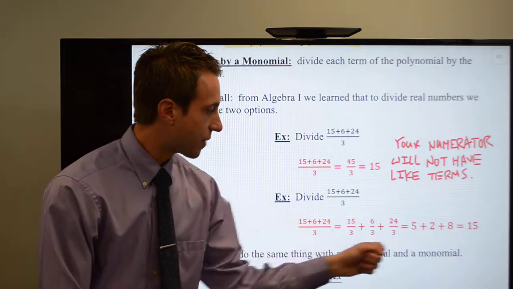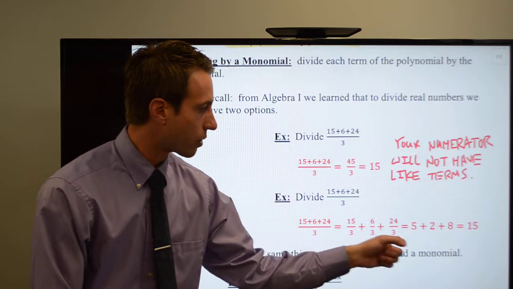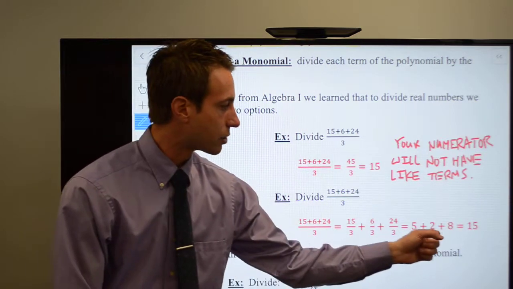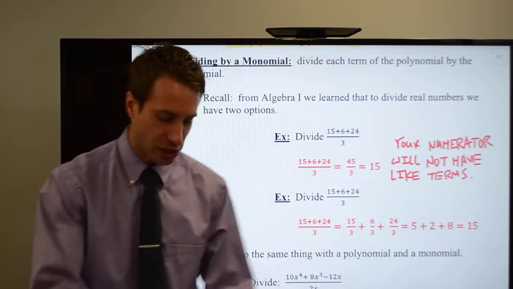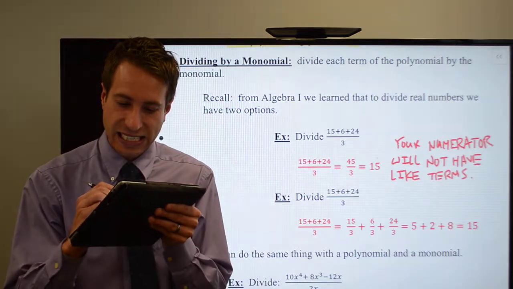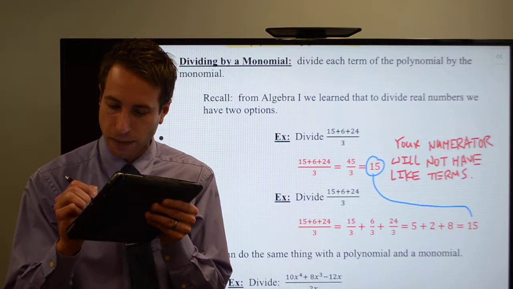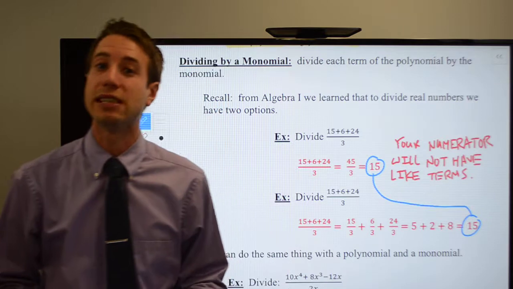15 divided by 3 is 5, 6 divided by 3 is 2, and 24 divided by 3 is 8. 5 plus 2 plus 8 is 15. Please notice, you get the exact same answer doing it two different ways.